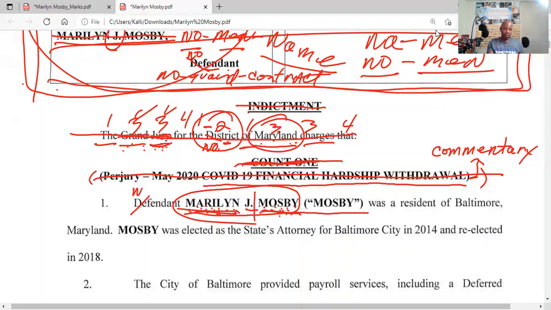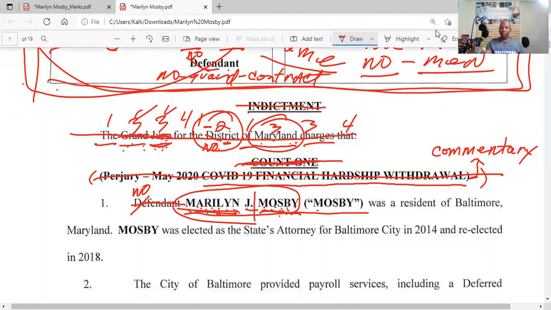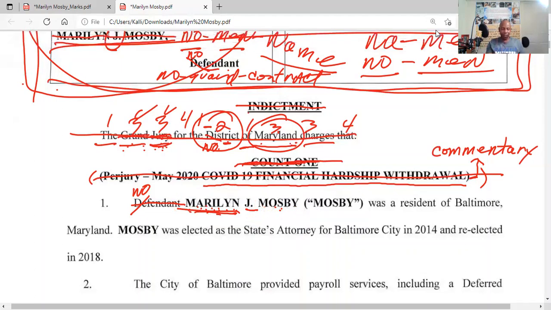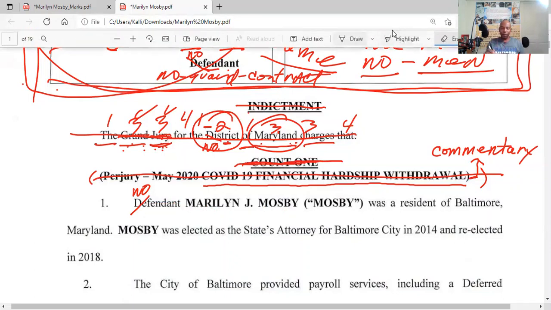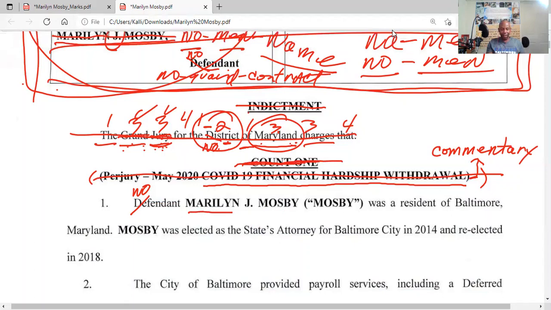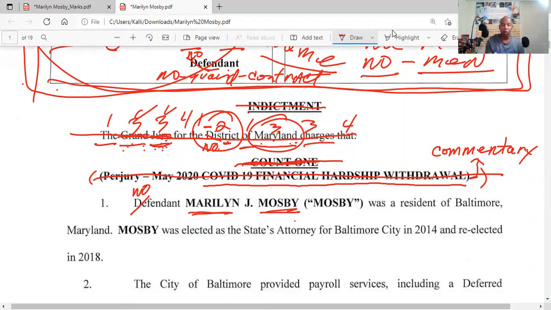So we can void this, because this is a negative. A negative condition of state cannot be performed, right? So now let's erase this, and let's discuss what they're trying to do here, where this does not say Marilyn Mosby. This is not what this says. If you think this says Marilyn Mosby, you're reading at a second grade reading level. But let's pretend it says Marilyn Mosby, right?